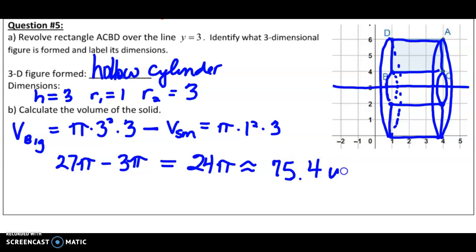I can read my writing, and that's units cubed. Okay, because when it's hollow, you have to subtract the smaller shape from the bigger one. So I just found 2 volumes and I did a little subtraction.